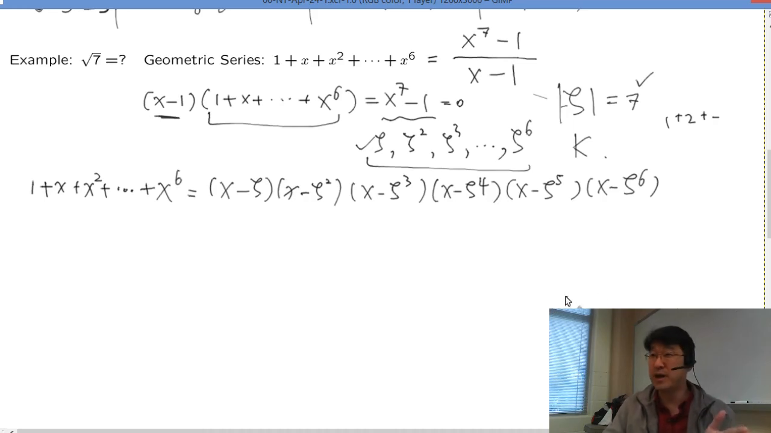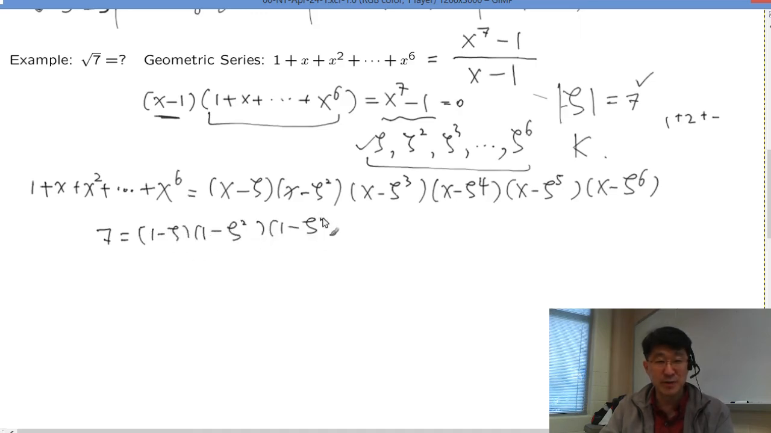And the amazing thing that pops out is that as you plug in x equals 1 in there, what do you see on the left-hand side? 1, 1, 1, 1, 1, 1. 7. That's how they bring 7 into that, right? Out of all that, by plugging in 1, you pull out 7. Now you have 1 minus zeta, 1 minus zeta squared, 1 minus zeta to the third, 1 minus zeta to the fourth, 1 minus zeta to the fifth, 1 minus zeta to the sixth, right?